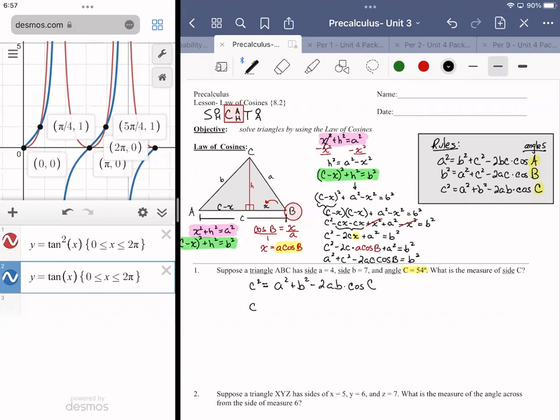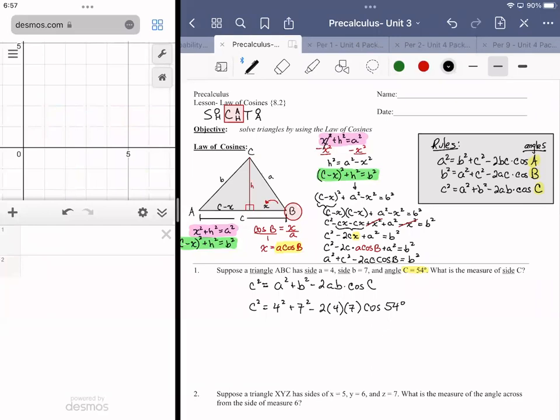So we don't know our unknown side c, so c squared is equal to 4 squared plus 7 squared minus 2 times 4 times 7 times cosine of 54 degrees. All right.